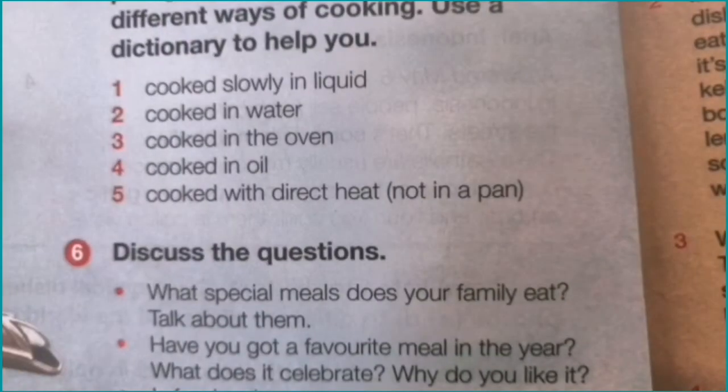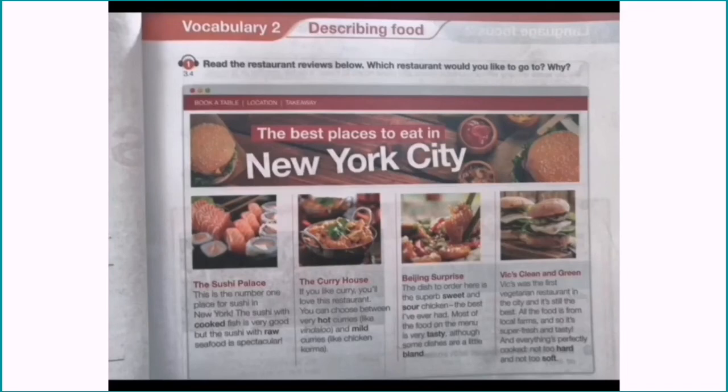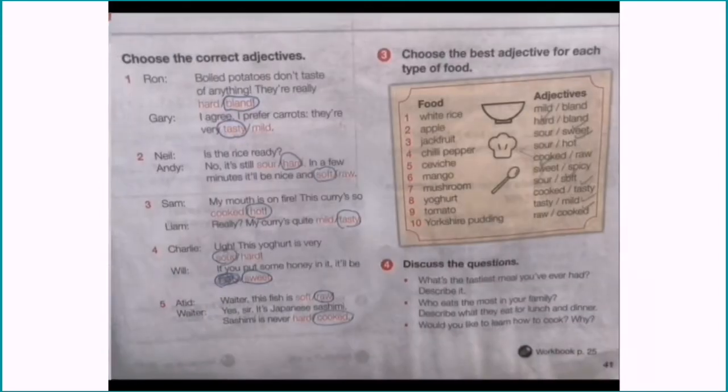Then there was exercise 6, in which we discussed some questions. In vocabulary 2, we did practice on describing food, in which we solved different exercises.